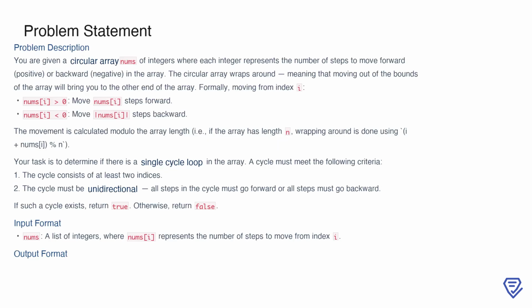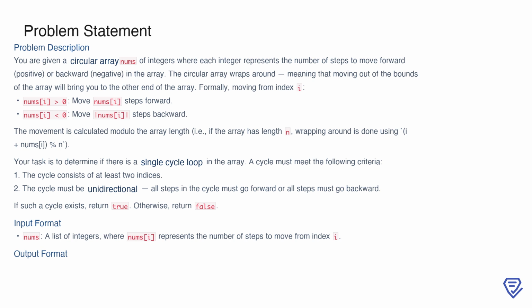In this problem, we are given a circular array of integers called nums. Each value in the array represents the number of steps you move, either forward if the number is positive, or backward if the number is negative. The circular array wraps around, which means if you go past the last index, you continue from the first index, and if you move before the first index, you wrap around to the last index. This wrapping is handled using the modulo operation.